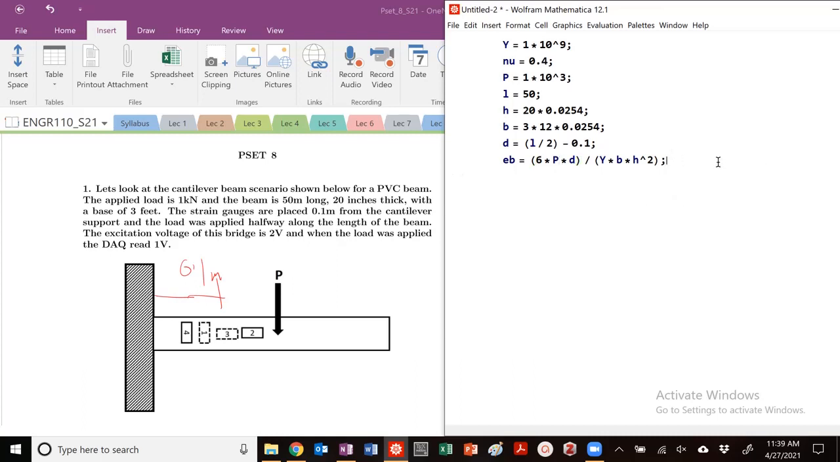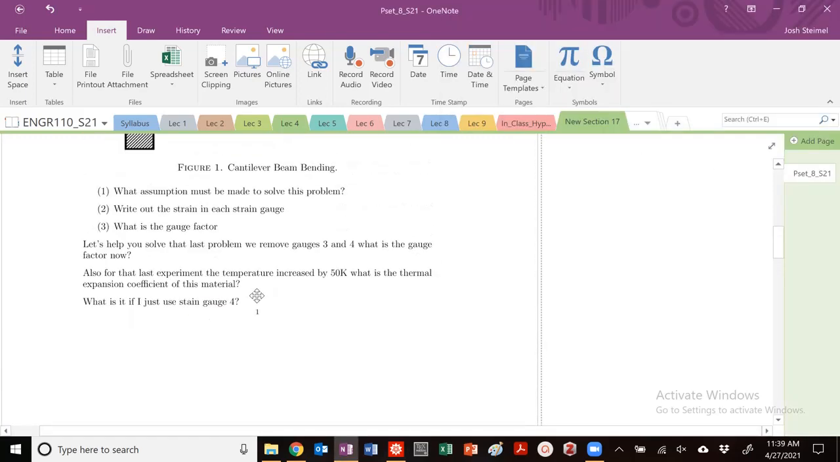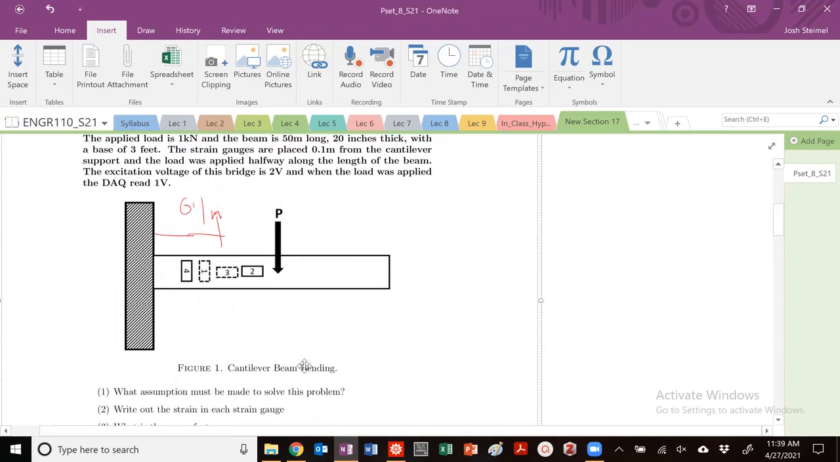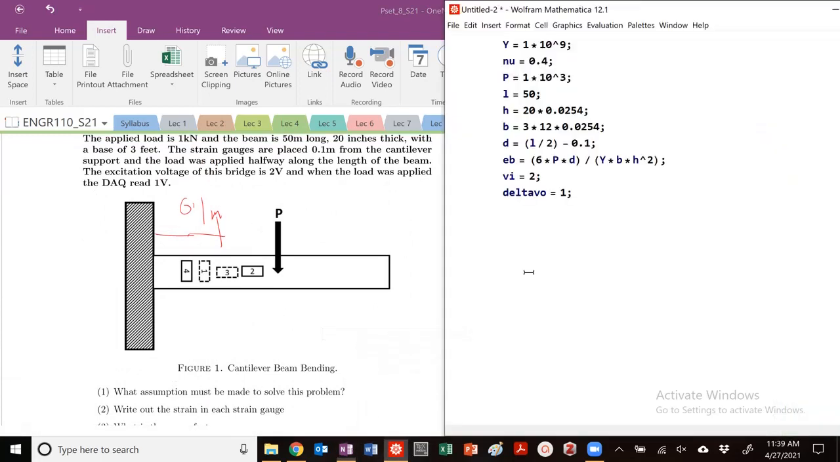What else are we told in this problem? Excitation voltage, V_I, is equal to 2 volts. When the load is applied, our DAC read 1 volt, so delta V naught equals 1. Let's scroll down here. What assumption must be made to solve this problem? We're assuming that all the gauges have the same resistance, because that's how we could say that delta V naught is equal to 1.